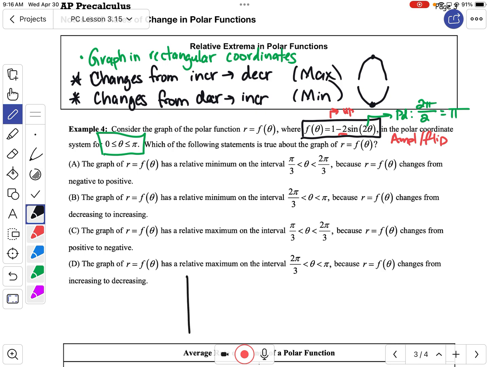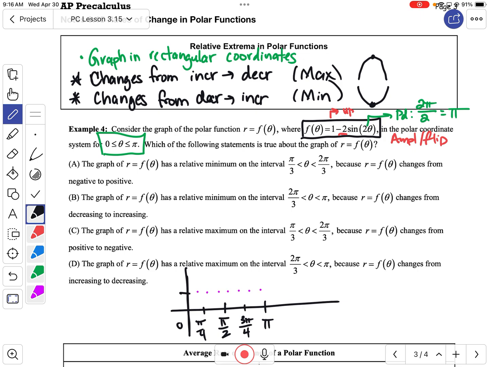Okay. So let's do a little graphing. First of all, let's shift it up 1. And that's going to change my midline. I'm still going to go from 0 to pi. Halfway between 0 and pi would be what? Pi over 2. What would be halfway between those values? Pi over 4 and 3 pi over 4.